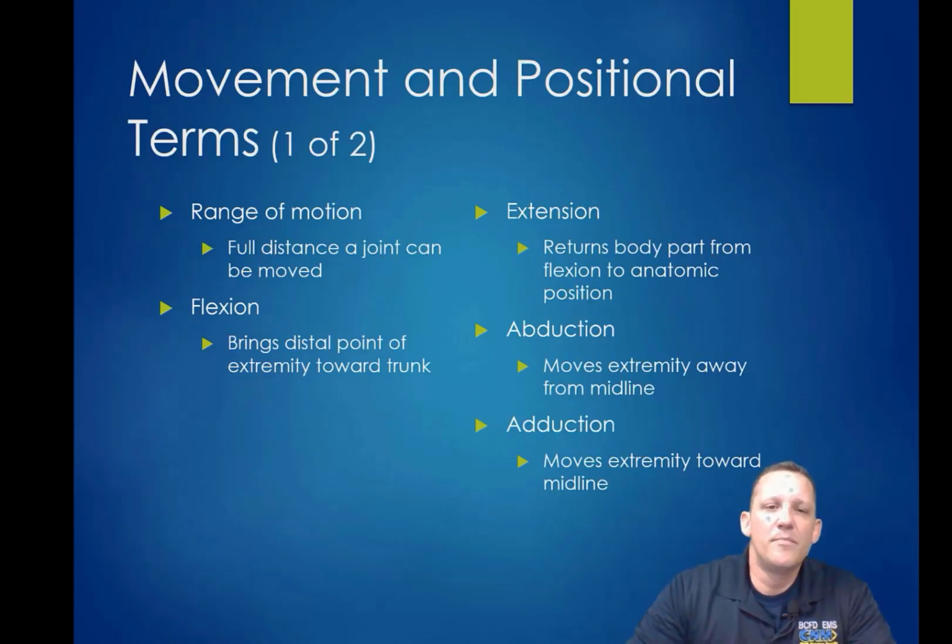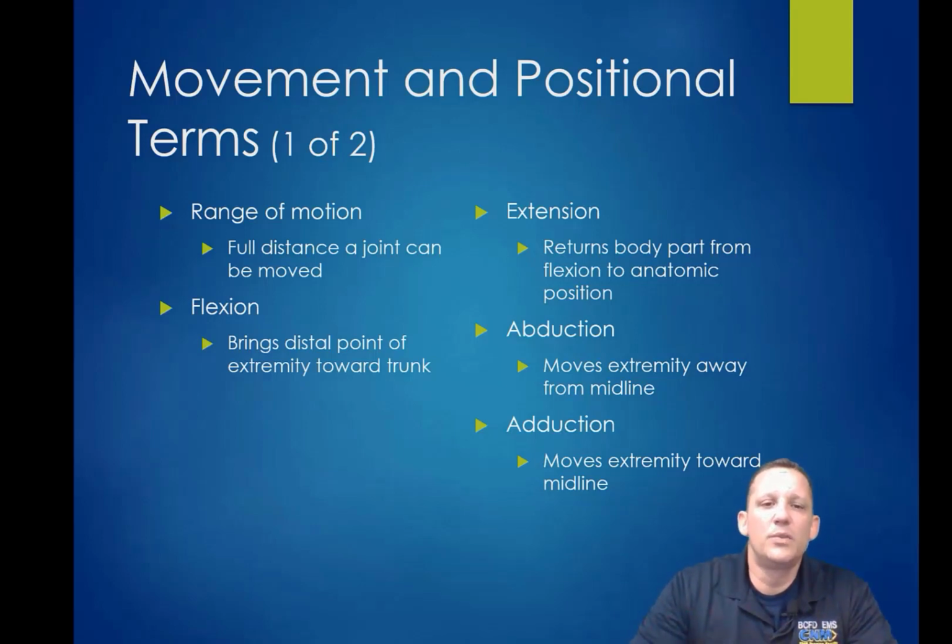When we're talking about movement, we want to talk about range of motion, which is the full distance a joint can be moved in a normal joint, right? So some people tend to be hyper flexible, and some people have limited mobility. So we're generally using this as an average for an average anatomically correct human being.